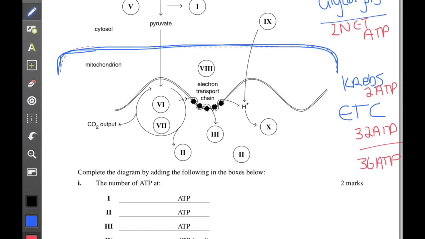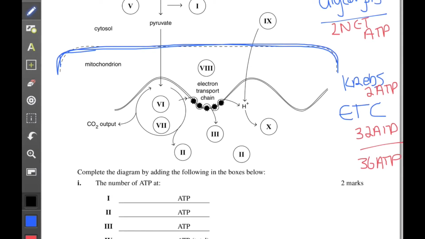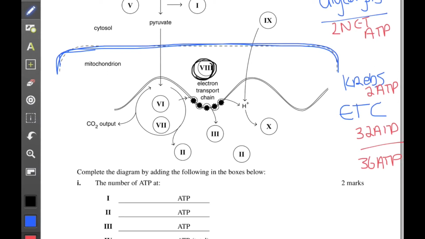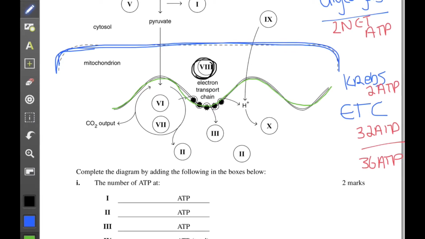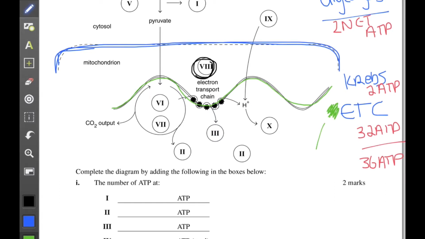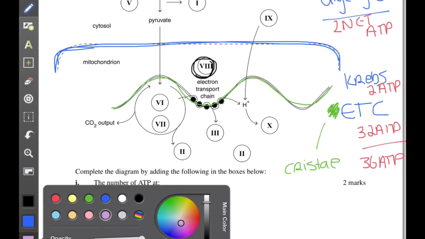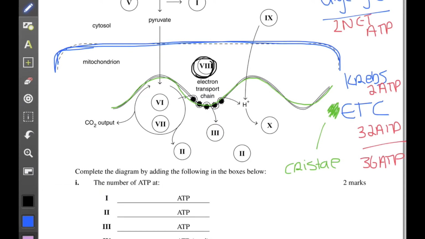Okay, so let's have a look at the diagram. Electron transport chain has already been labelled for us, which is here. Oh, there's another membrane that I need to make you aware of. Here. Remember, this membrane that the electron transport chain occurs on is the cristae, and that is the inner membrane, and so therefore in here is the matrix, and that's where the Krebs cycle occurs.